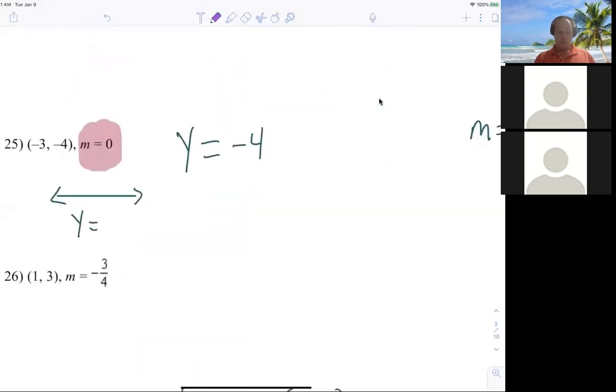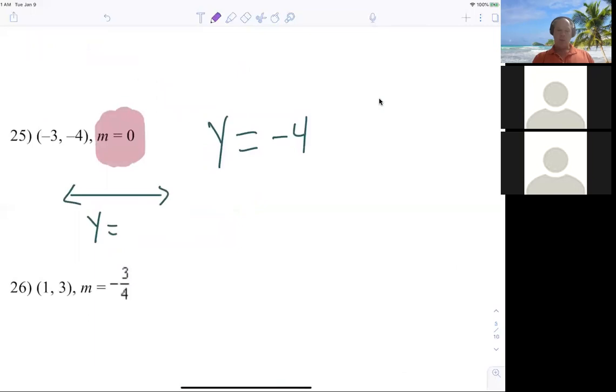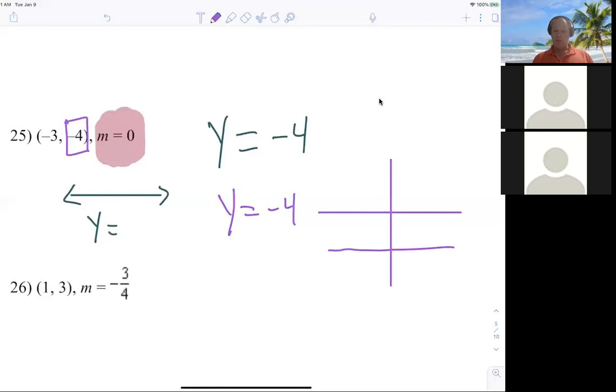So, Luke, do you remember anytime your slope is 0, it's just a horizontal line? And when you write a horizontal line, it's always y equals whatever the y value is. So your equation is just y equals -4. We know that because 0 slope is a horizontal line, so then what's a vertical line? x equals. So this right here would be the equation y equals -4 and has a slope of 0.